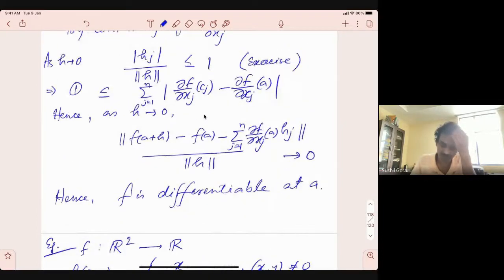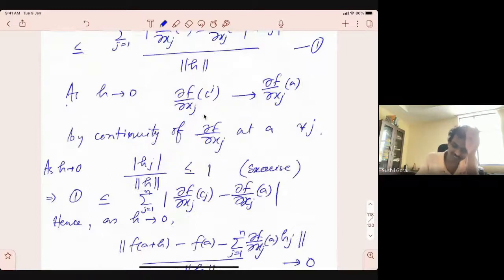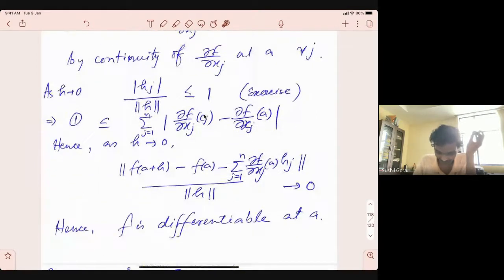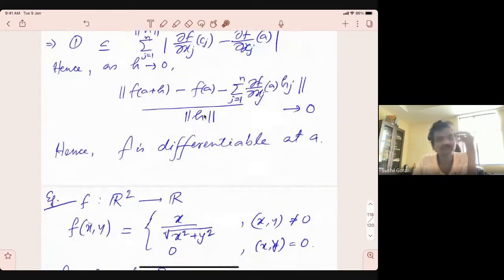Okay, so what we have here is that this part being less than 1 is very crucial. It should be bounded. That's it. That's what we actually want. The limit may not exist, it doesn't matter. All right? So get it.